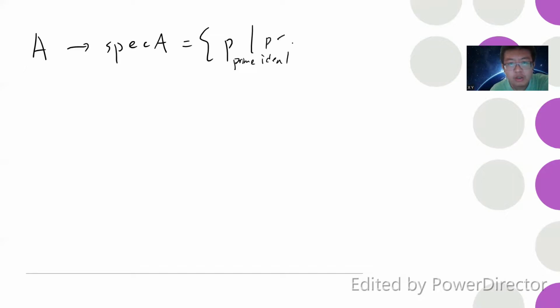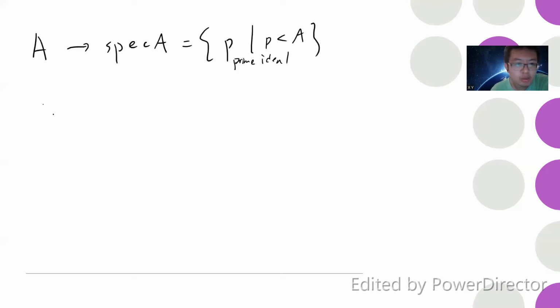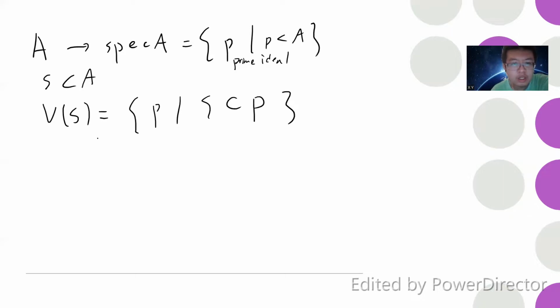Okay, as we said before, let me just quickly review. A is a commutative ring with identity, and you can associate with it Spec A, which is the set of prime ideals of A. So you collect all the prime ideals of A and call it the spectrum. Then you can define V of S, for a subset S of the ring, which collects all the prime ideals which contain S. And then you define V of S to be closed.